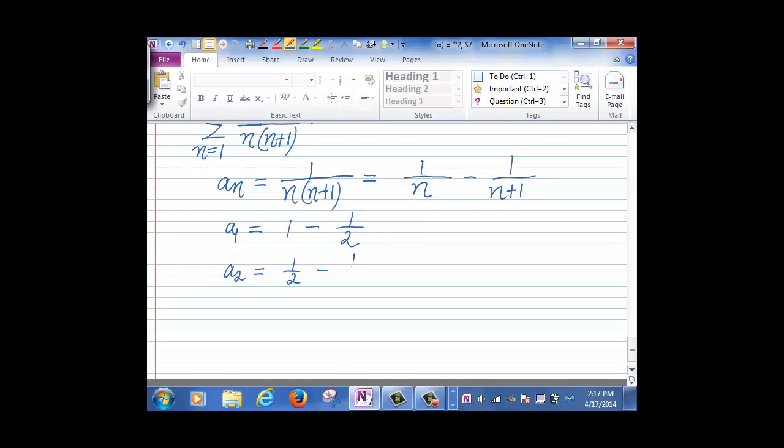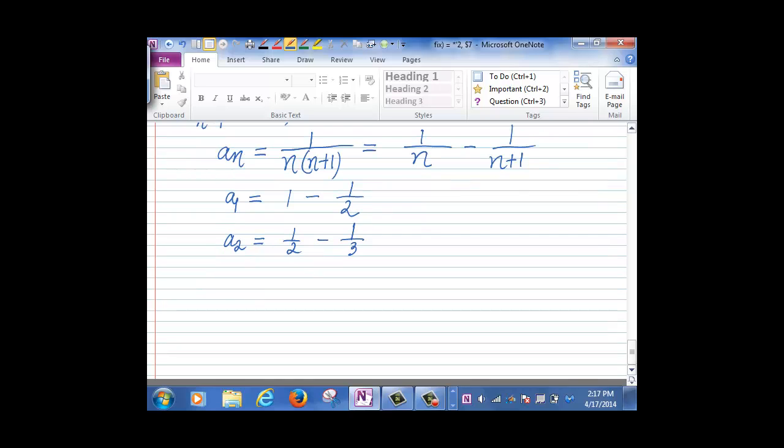Half minus a third, right? Okay. Try to see a pattern here, okay? So A3, a third minus a fourth. I'll do one more, 1/4. Will be 1/4 minus 1/5, right?